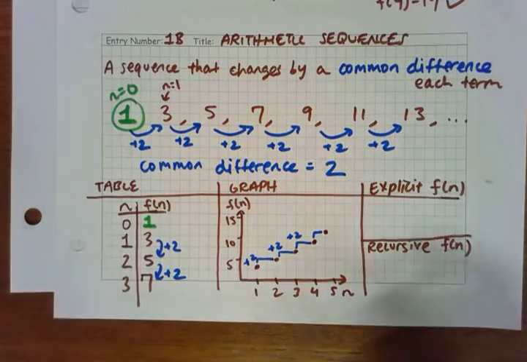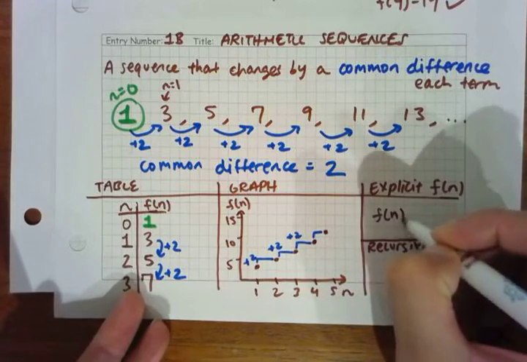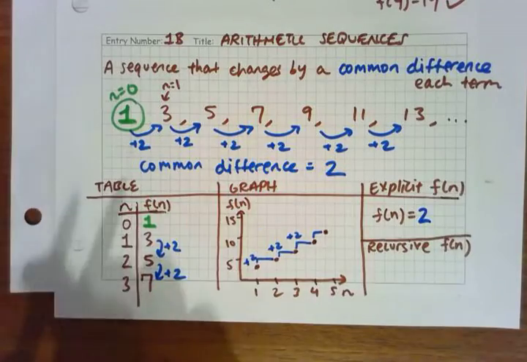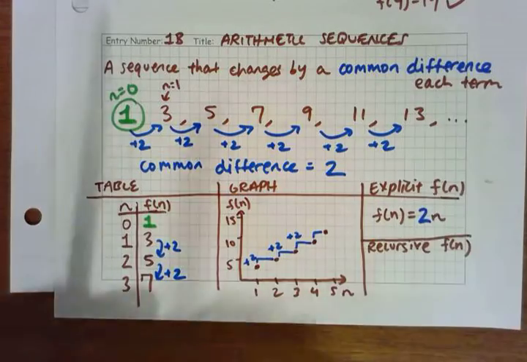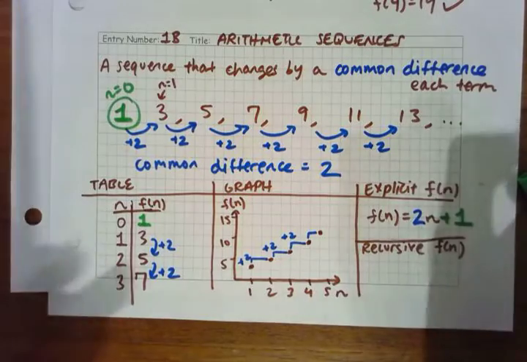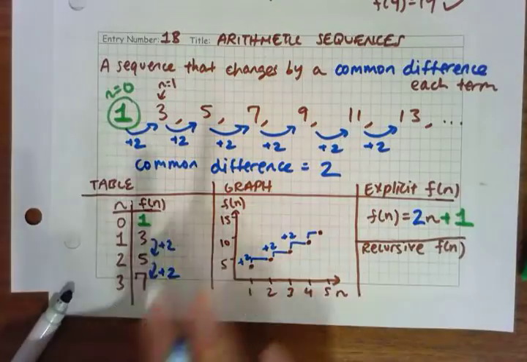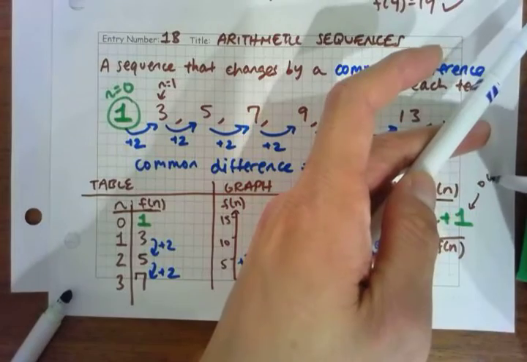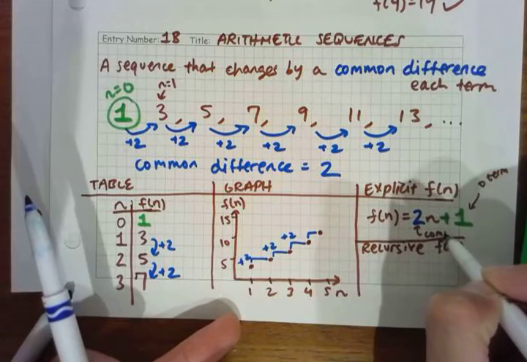Then we can write our function, because we know that f of n is equal to the common difference, which is 2, times n, because that's how many times we're adding 2, plus what we started with, our 0 term. So you can label the 1, that's your 0 term. 2 is your common difference.